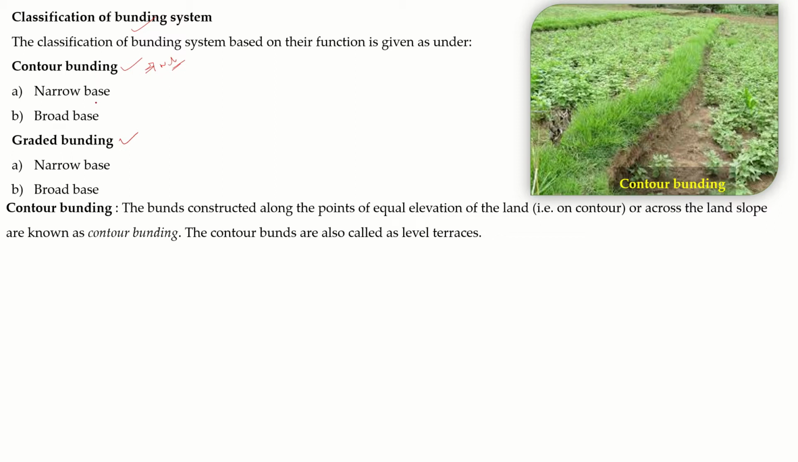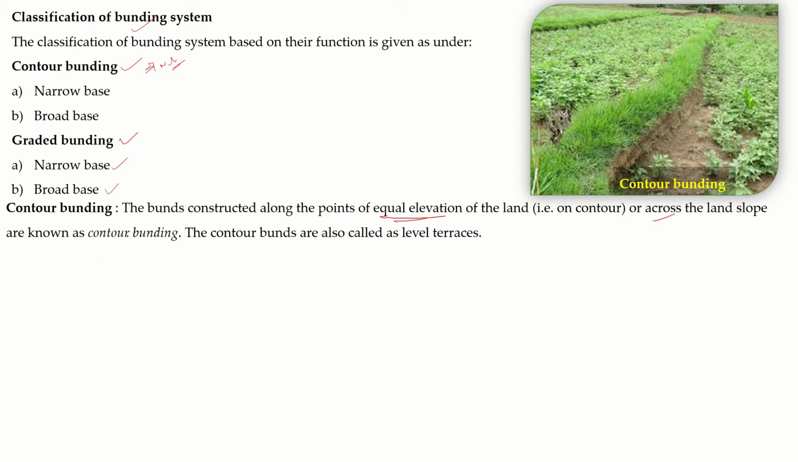Contour bunds are again classified into narrow base and broad base. The graded bund is again subclassified into narrow base and broad base. The function of narrow base and broad base in contour bunding and also in graded bunding is the same. We will discuss it in the next slide. Now, one is contour bunding. The contour bunds are constructed along the points of equal elevation, or across your land slope.